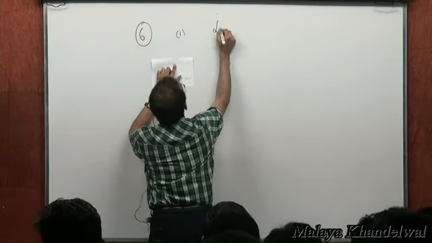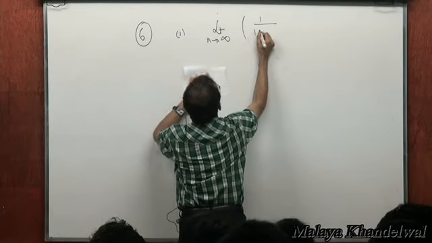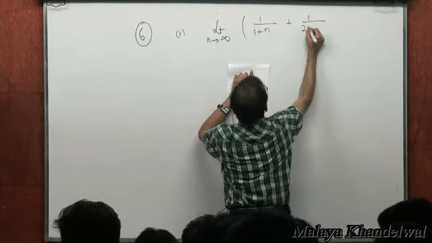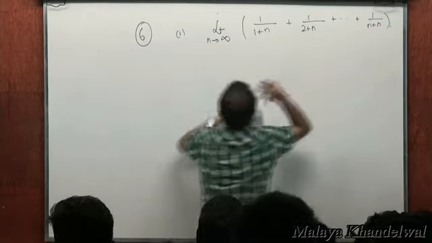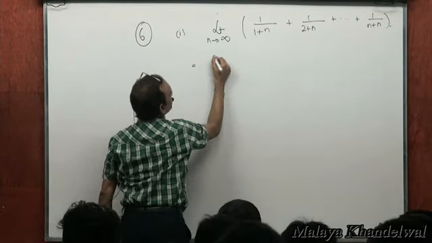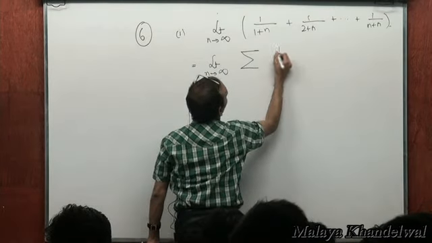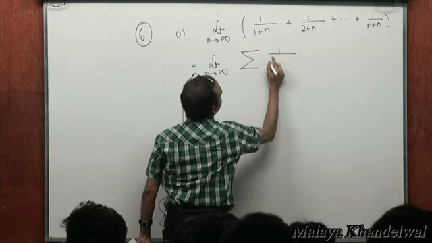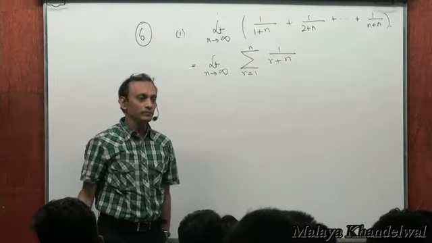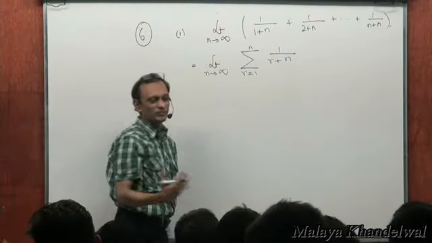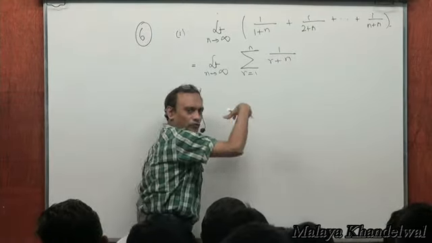The first one: limit n tending to infinity, 1 by 1 plus n, plus 1 by 2 plus n, going up to 1 by n plus n. Let's see what this turns out to be. This is limit n tending to infinity, summation 1 by r plus n, r equal to 1 to n. Now, if at all I have to reduce it to a definite integral, I need a 1 by n outside, so I force a 1 by n out of it.